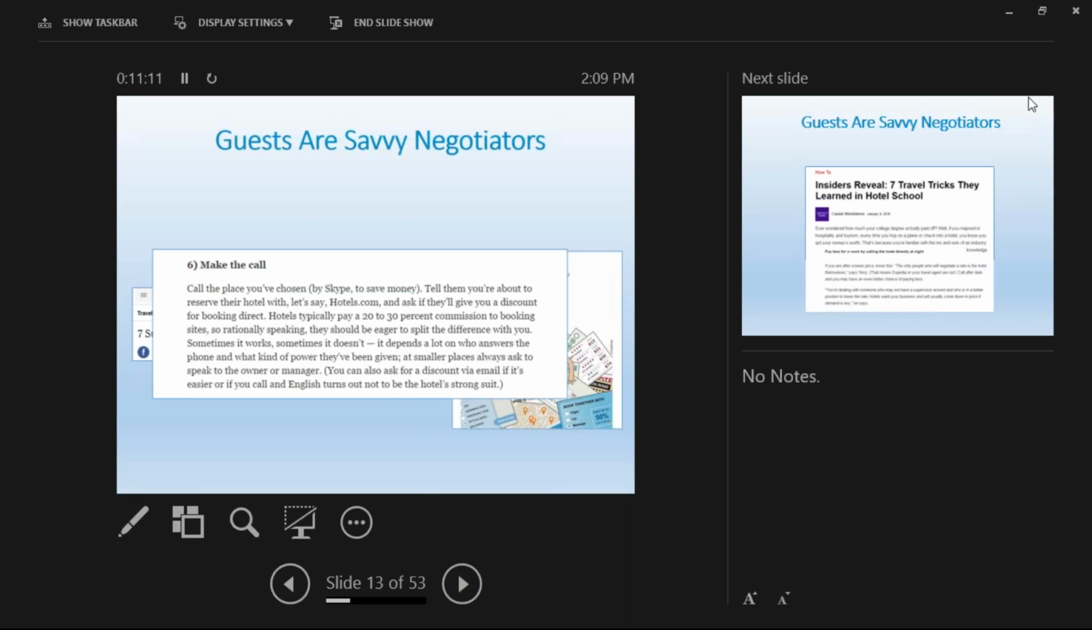Tell them you're about to reserve a room with their hotel, let's say at hotels.com, and ask if they'll give you a discount for booking direct. Hotels typically pay 20 to 30% commission, so rationally speaking, they should be eager to split the difference with you. Sometimes it works, sometimes it doesn't, but hey, give it a try. That's what your consumers are being told.